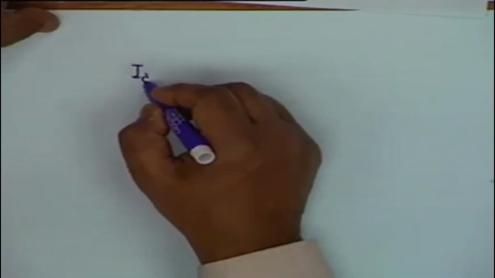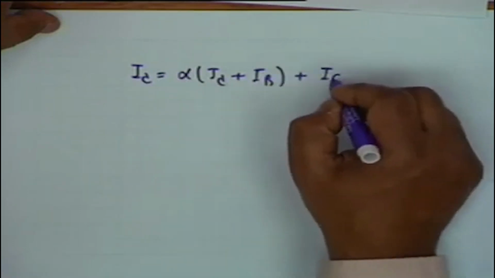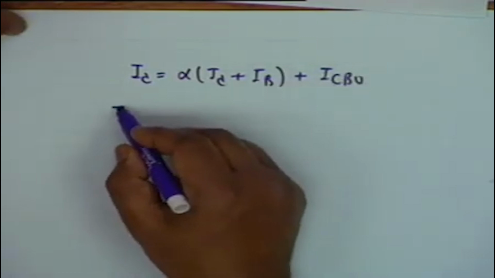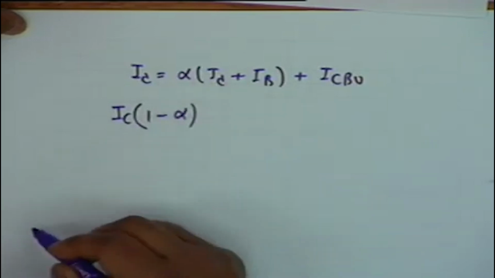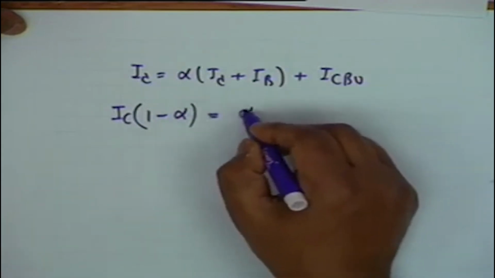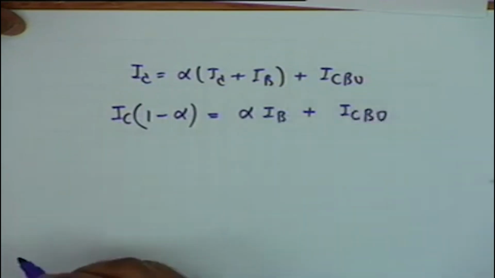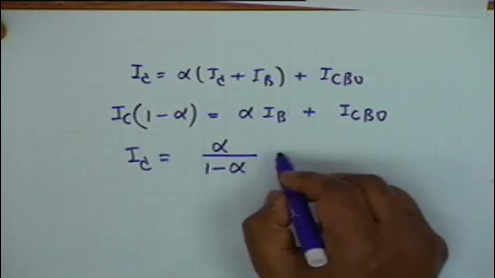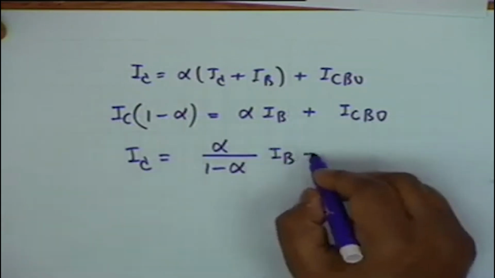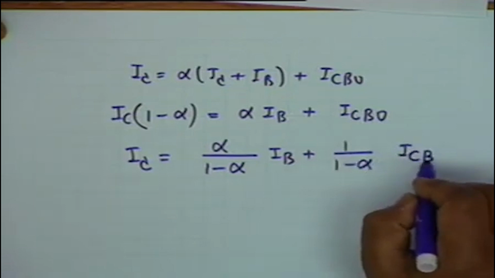What I have is I sub C equal to alpha I sub C plus I sub B plus I sub CBO, which means that if I take this to the left hand side, I sub C times (1 minus alpha) shall be equal to alpha I sub B plus I sub CBO. That means the collector current is now alpha divided by 1 minus alpha times I sub B, plus 1 by 1 minus alpha times I sub CBO.